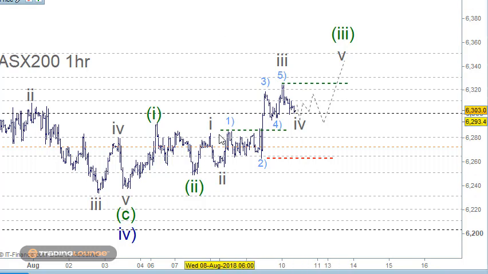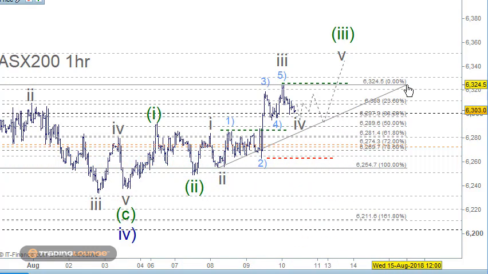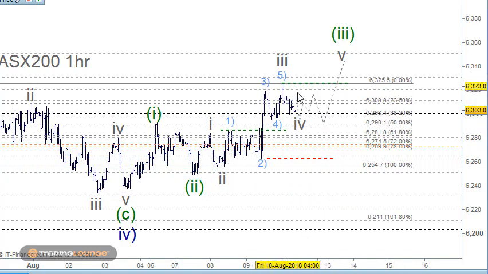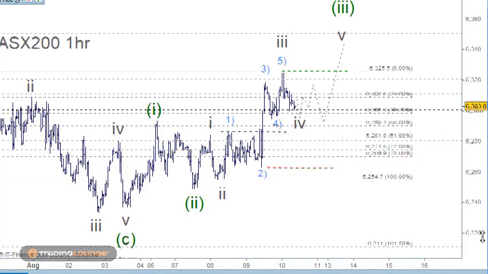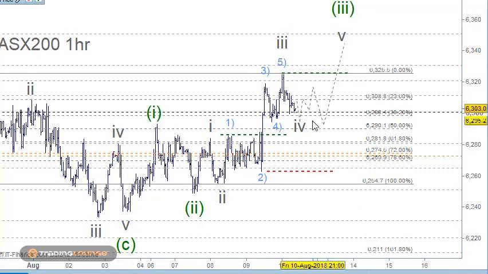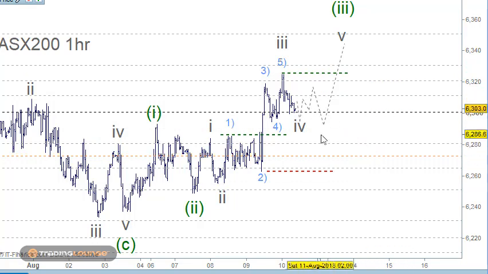The 38.2% retracement level, from this low of wave 2 to the top of wave 3, is quite close to the 6,300. I'm just giving a more complex correction for wave 4, but it can be just down to here and move up. So we shouldn't see too much downside here.